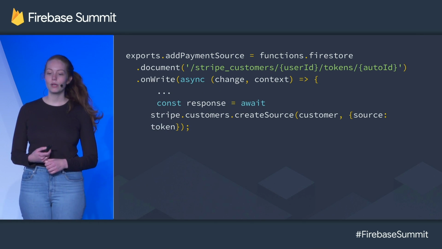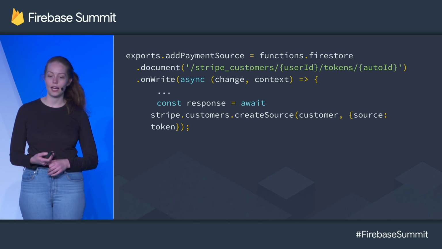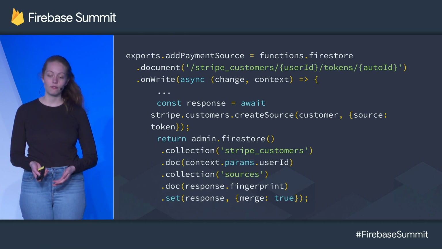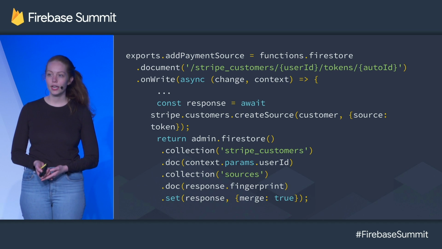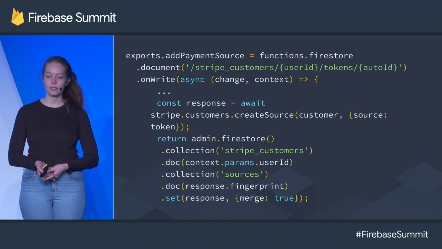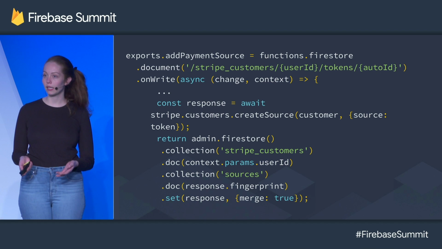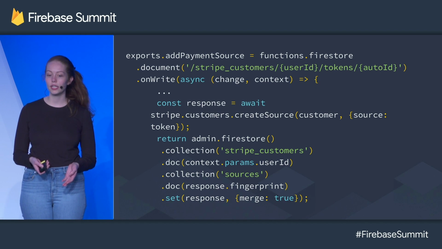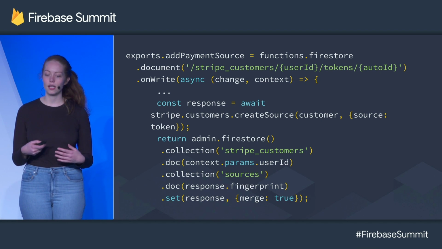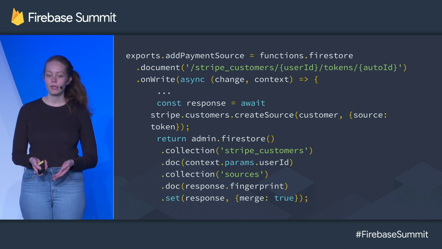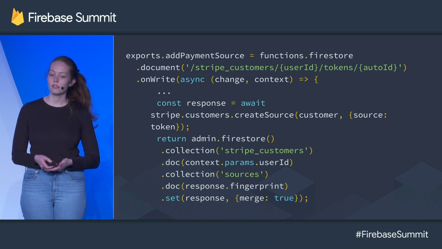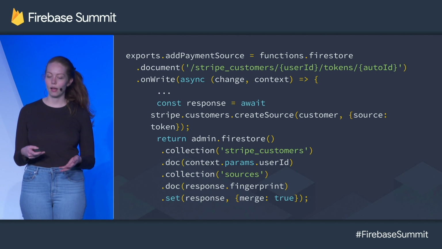So now, with our customer and our token, we can talk to the Stripe API and create a card source. We wait for that data to come back, and then we'll save it to Cloud Firestore. So here we're creating a sub-collection called sources. We call the stripe customers, which is the top-level collection we had earlier, the user ID, which is for this specific user, and then each user is going to have a sources sub-collection that will keep track of all their cards that they have on file.